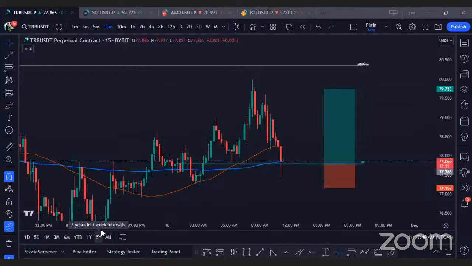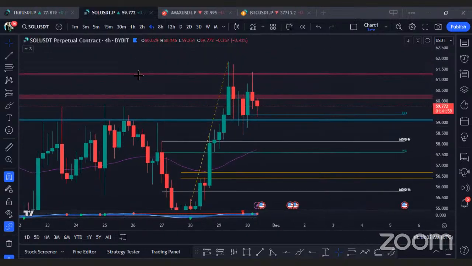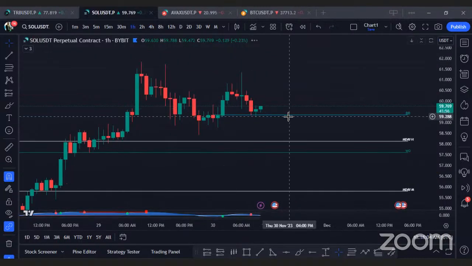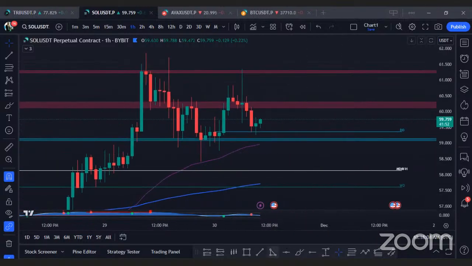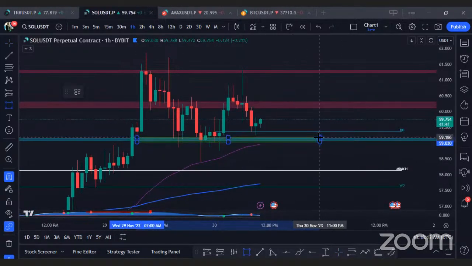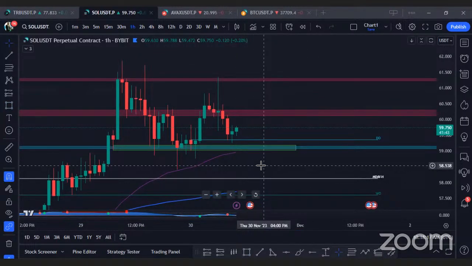I think I have a few trades. ACA is running in profit. Solana is not running in any profit yet, but I'm looking at playing this area here, guys. So Solana, you can go long too. You can go long on Solana too.